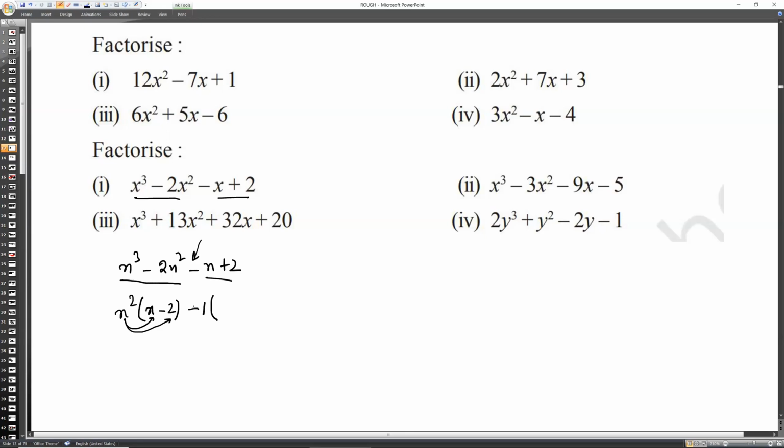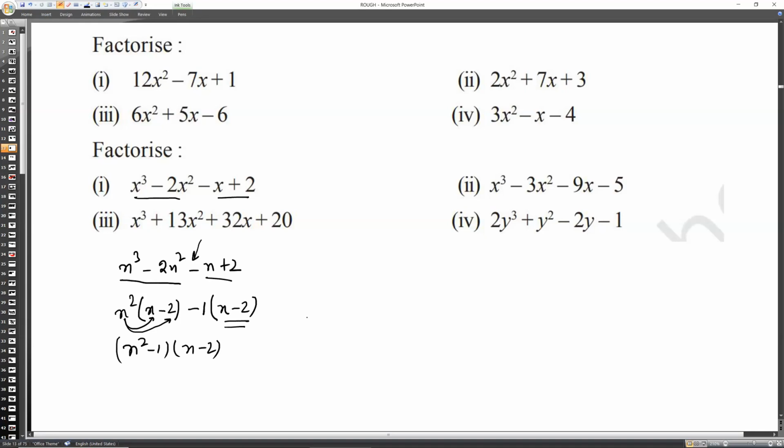When you take minus 1 common, this x will become positive and this 2 will become negative. This is very important: when you take the minus sign common, the number with negative sign will become positive and the number with positive sign will become negative. Then make the first bracket x square minus 1 and the other bracket x minus 2.